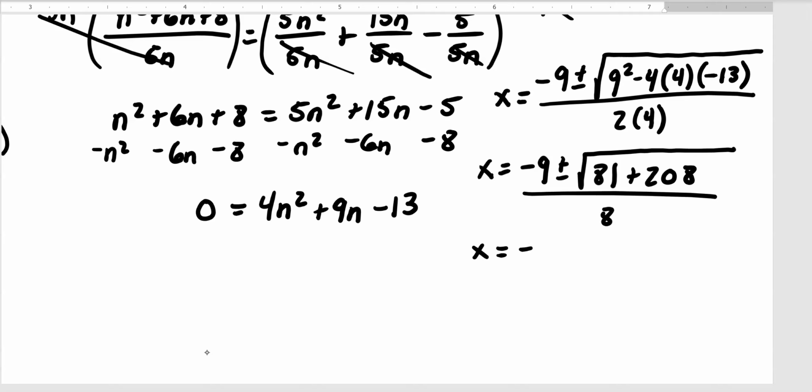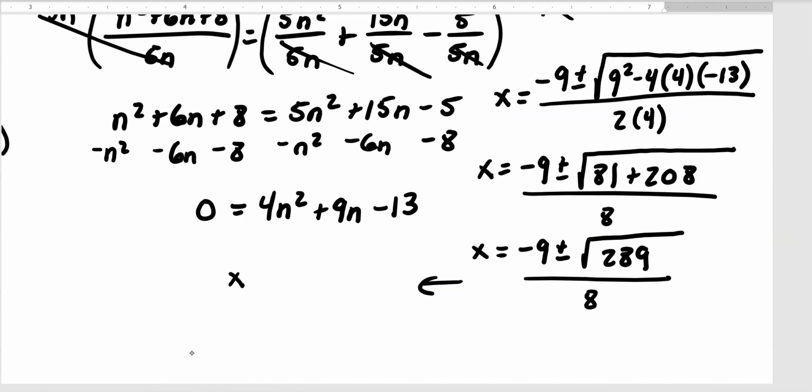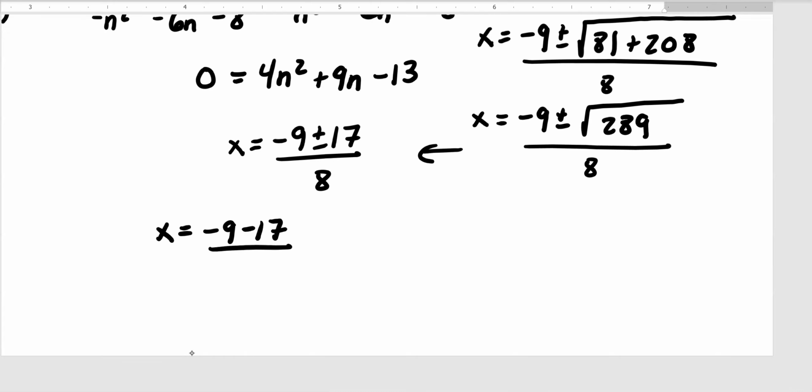So x equals negative 9 plus or minus the square root of, let's see, that'll give me 289, divided by 8. What do we think? Is 289 a perfect square? Let's find out. Square root of 289. What do you know, it's 17. So x equals negative 9 plus or minus 17 over 8. Now remember, that means I have two values to check, right? So x equals negative 9 minus 17 over 8, or x equals negative 9 plus 17 over 8.